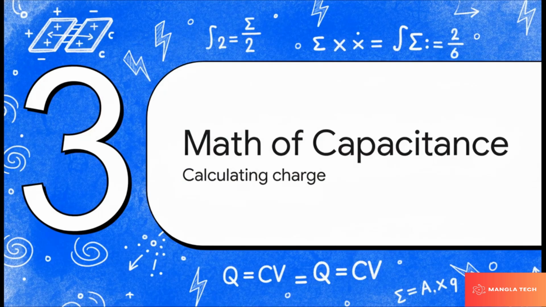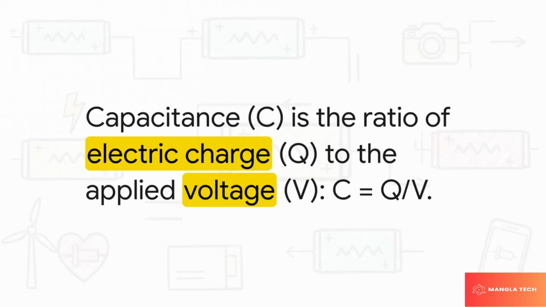Section 3. The math of capacitance. Calculating the charge. For the physics students watching, I want to assure you right now that the rigorous mathematics we're about to look at map perfectly back to the physical concepts we just covered. Here is the absolute core formula you need to memorize. C equals Q divided by V.